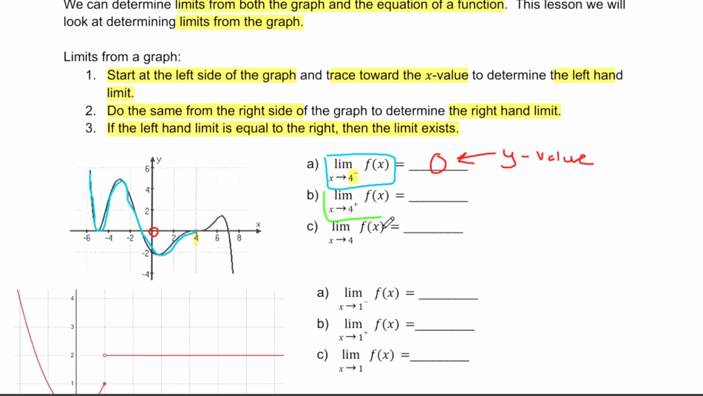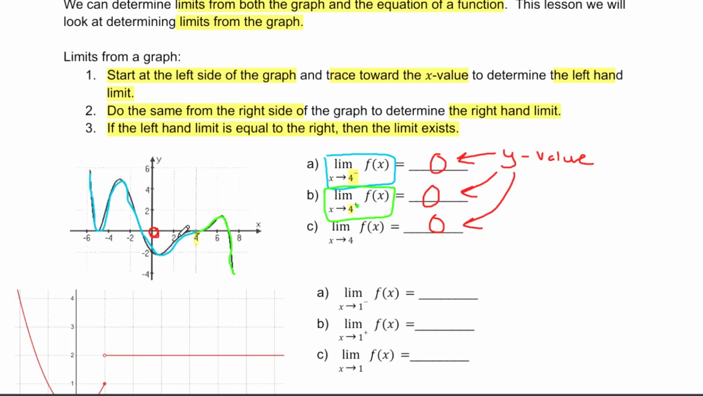Now we approach 4 from the right, or the positive side. Again, the y values approach 0. Therefore, the right-hand limit is also 0. Since the function approaches the same value from both sides, the limit exists. So, the limit as x approaches 4 is 0.